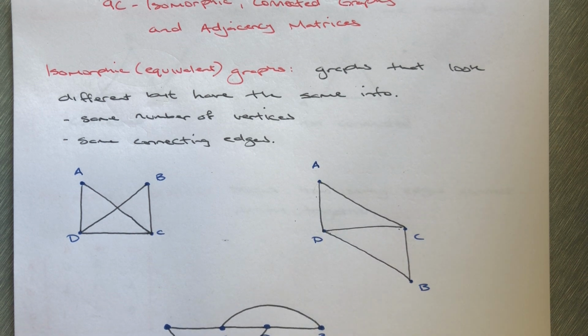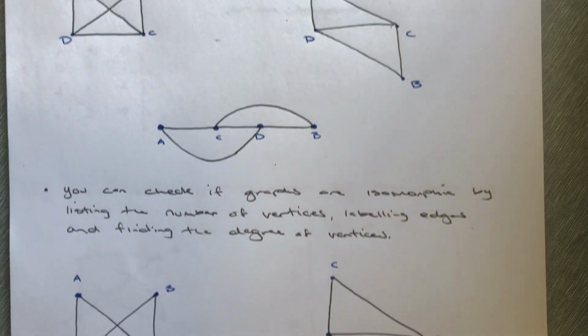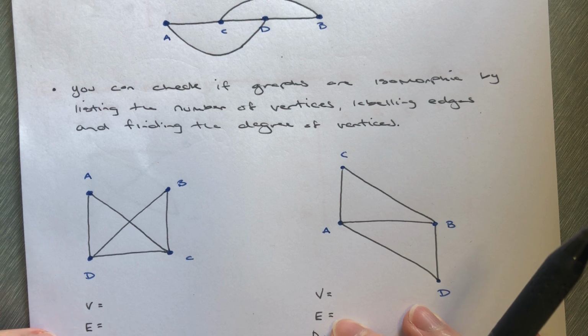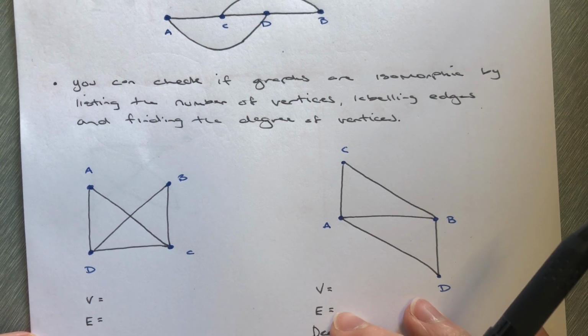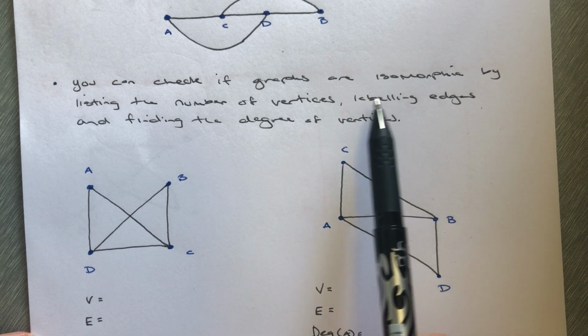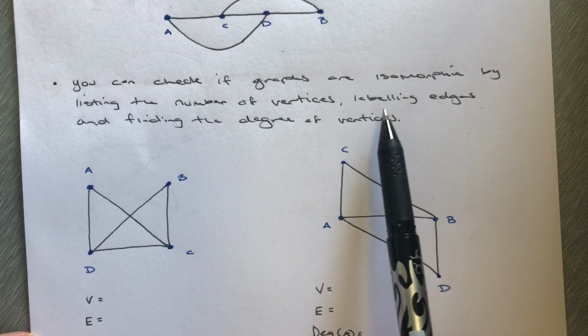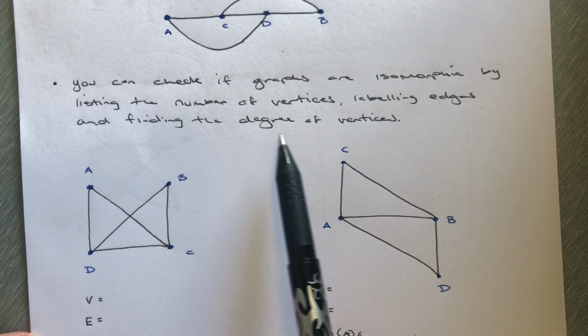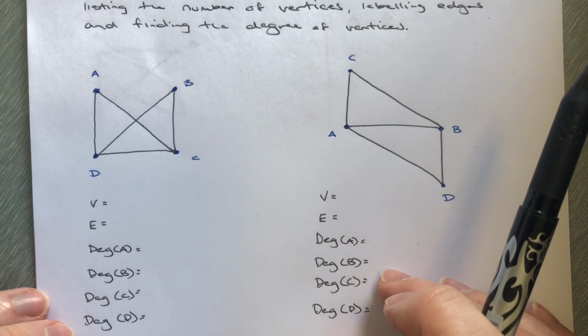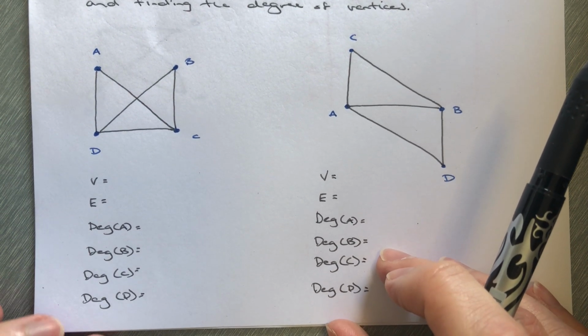Now, you're going to be asked to check or to see if two graphs are isomorphic or not. So I just want to look at this bit here because this is a bit of a tip in terms of how to work that out. You can check if graphs are isomorphic by listing the number of vertices, labeling edges, and finding the degree of the vertices. So we've got two graphs here. I want to see if they're isomorphic or not.